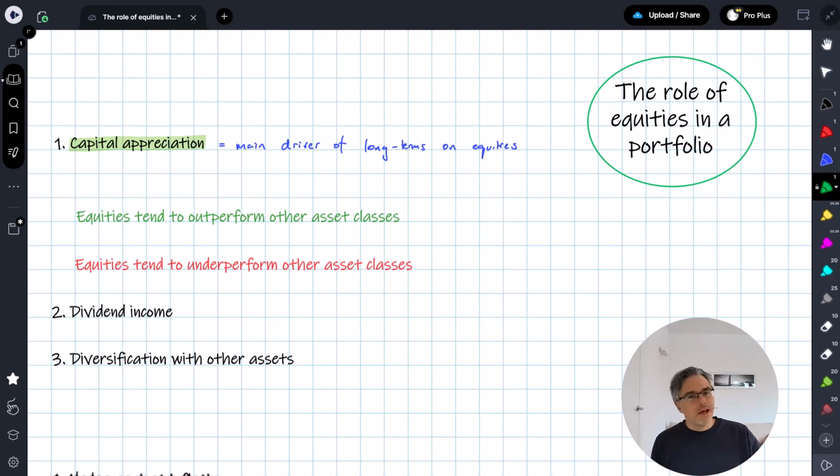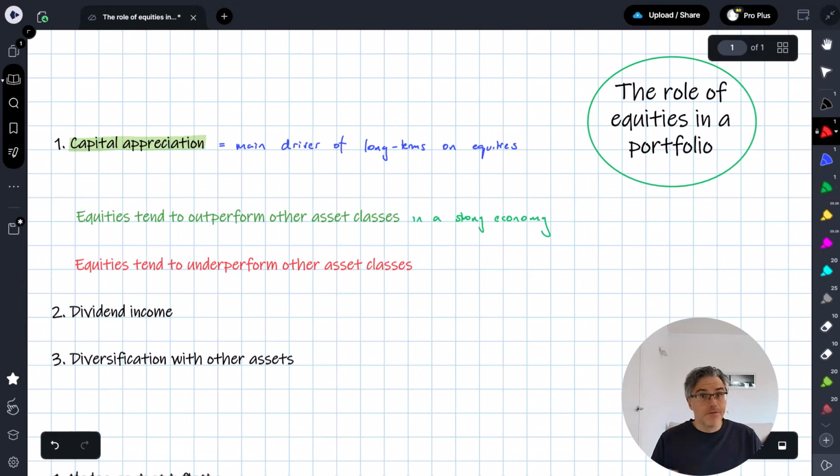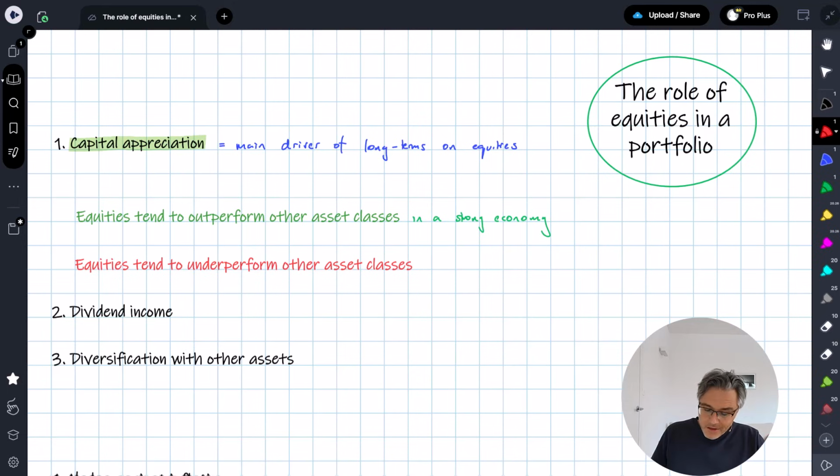Well, equities tend to outperform other asset classes, typically when the economy is quite strong. So in a strong economy, equities tend to do better than, for example, debt securities, fixed income, and they tend to underperform other asset classes. Once again, think in terms of equities versus, for example, fixed income in a weak economy. Simple, right? Very simple. Nothing new here.